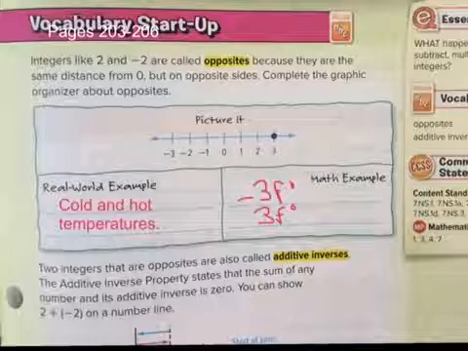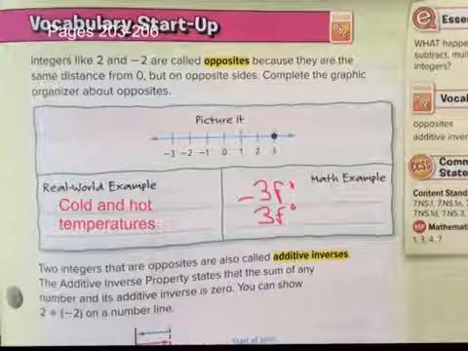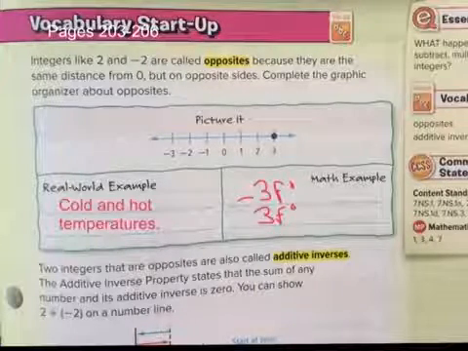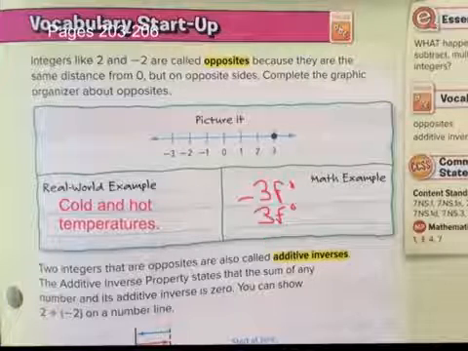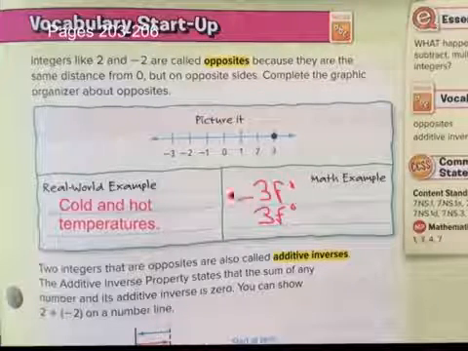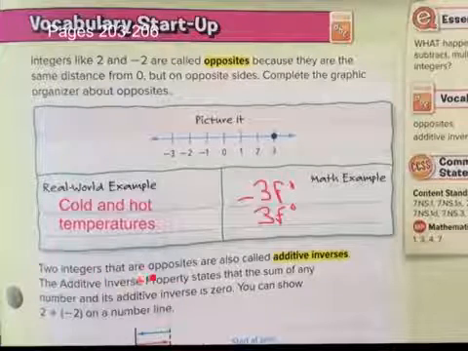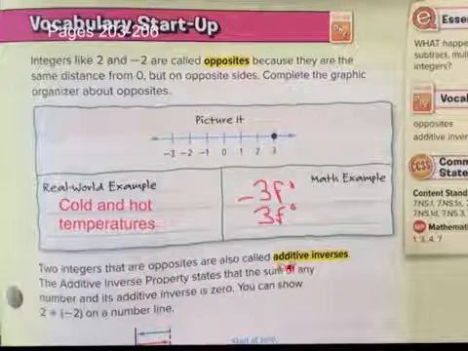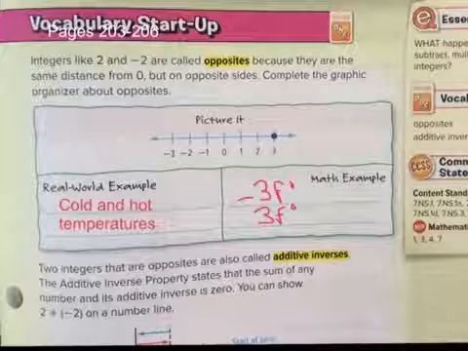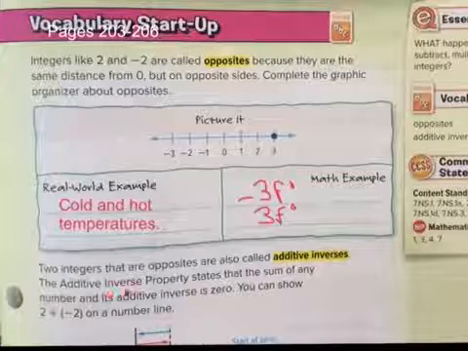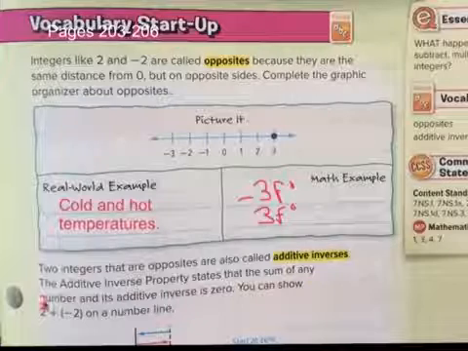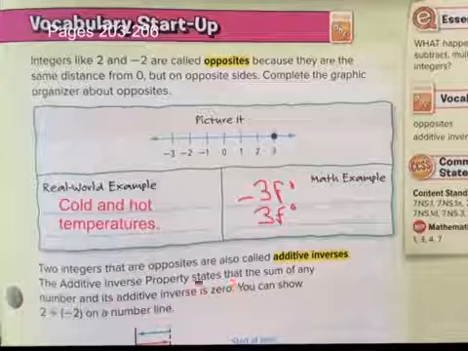This is what we call additive inverses, when they are completely opposite. When you add additive inverses together, they will equal 0. So -3 plus regular 3 will bring you right back to 0, and you can see that here. Two integers that are opposites are also called additive inverses. The additive inverse property states that the sum of any number and its additive inverse is 0.